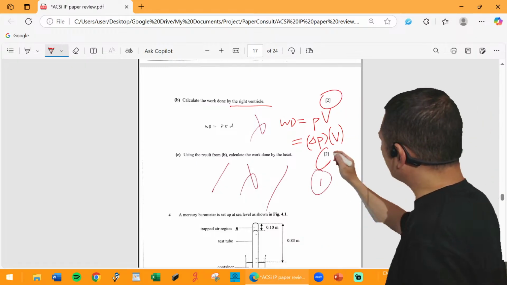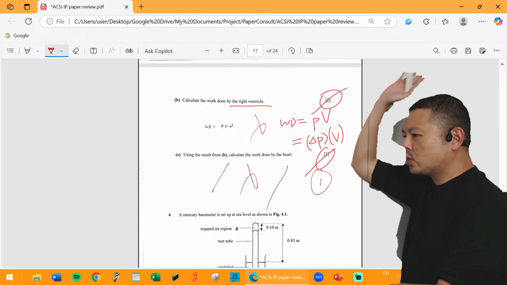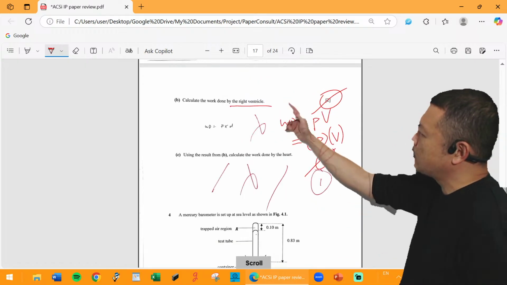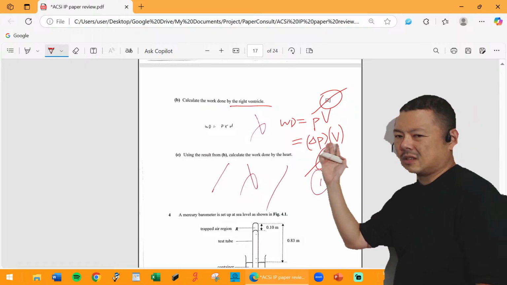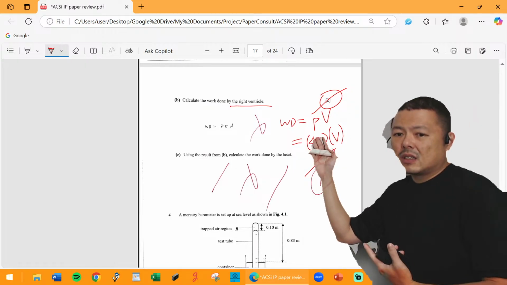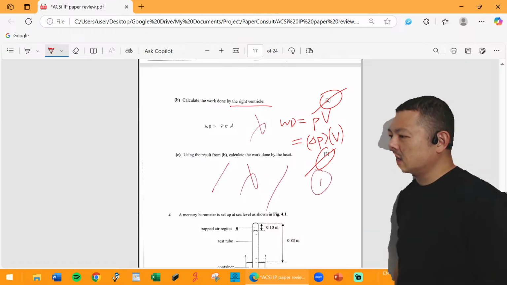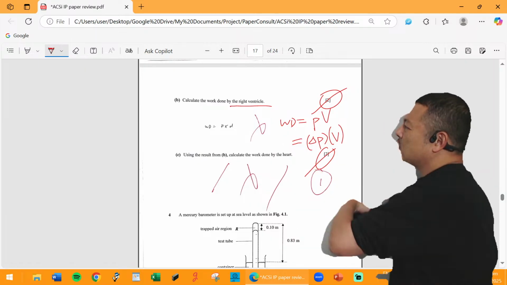Forget it. These two questions, these 4 marks here, never mind. I will show you the proper working later. But this one, you really don't have to waste time on because this is not even in your syllabus. Since when do you learn this? Work done is equal to P times V. No, go and derive this.